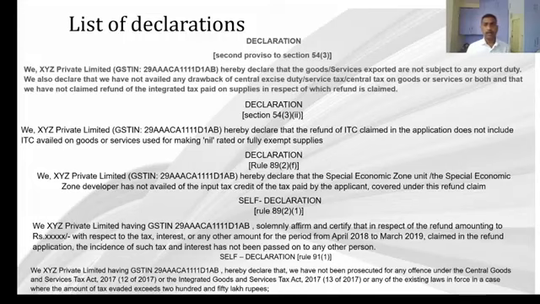Some declarations will also be there while submitting the application. However, we need to take a separate declaration and attach it to the refund application and submit it to the department.